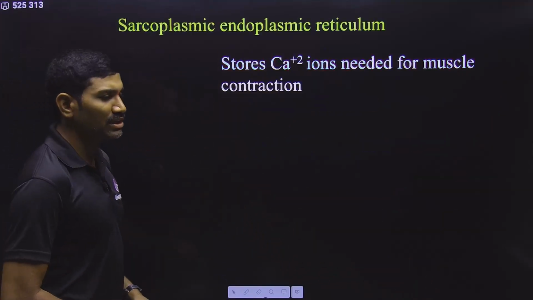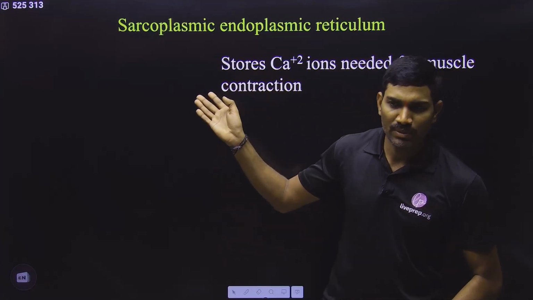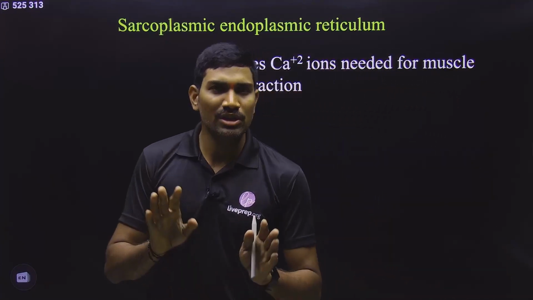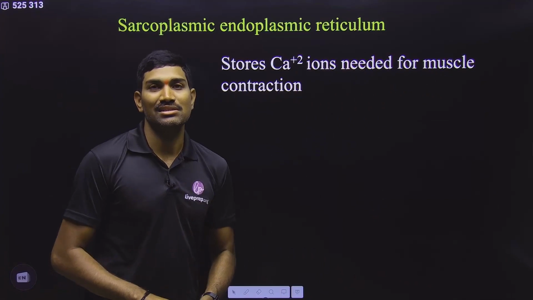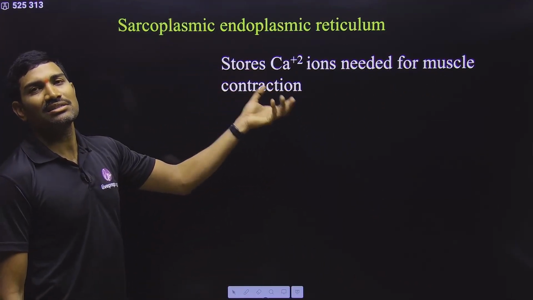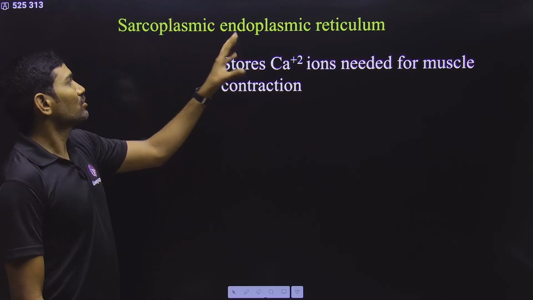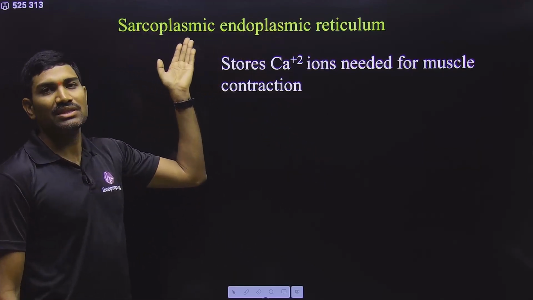Next one, sarcoplasmic reticulum. In the locomotion and movement chapter, we studied about this. Sarcoplasmic reticulum is nothing but endoplasmic reticulum that is present in the muscle cell. And what is the function there? It is storing the calcium ions that are required for muscle contraction. Sarco means muscle, so it is the endoplasmic reticulum present within the muscle cell.